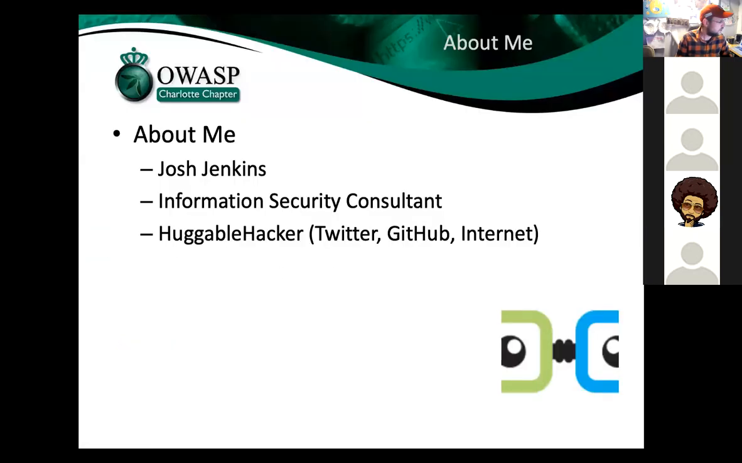So a little bit about me. My name is Josh Jenkins. I'm an information security consultant. I work for a company up in Boston called Greyvoc, and if you want to get in contact with me, I'm on Twitter, GitHub, and just general internet. But yeah, let's just jump right into the meat and potatoes of it, as they say.